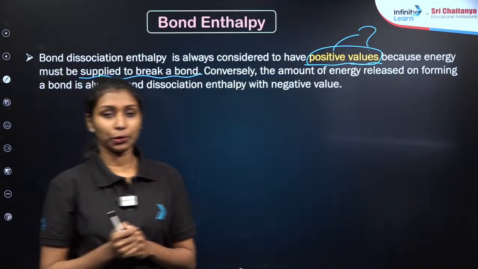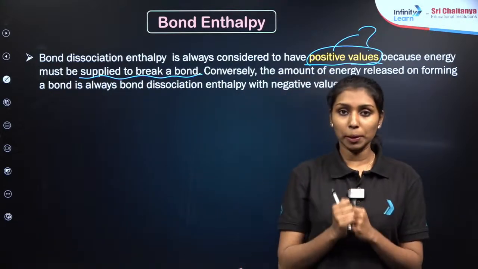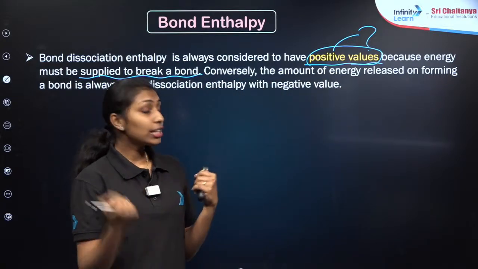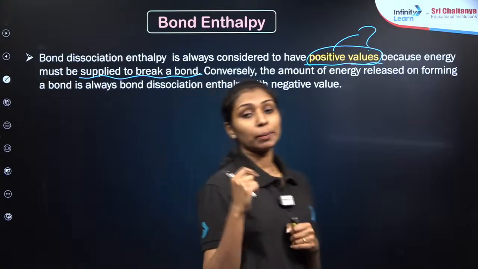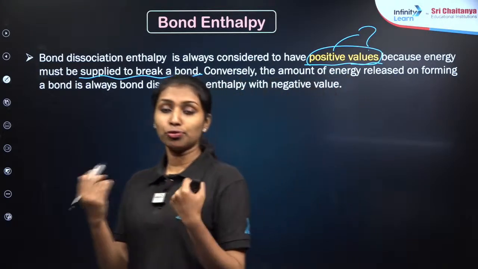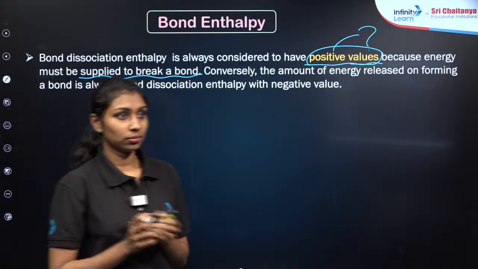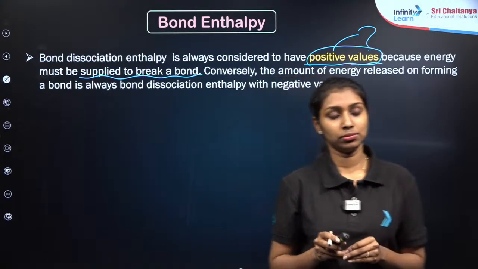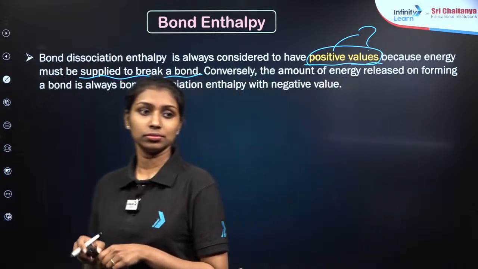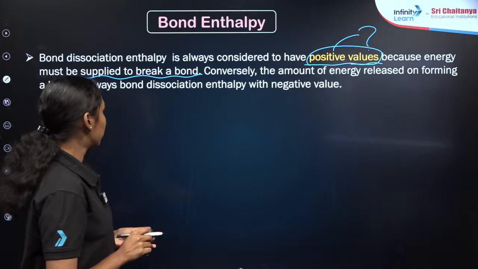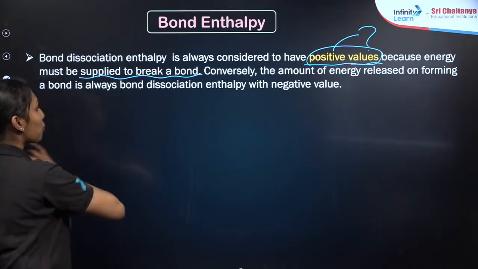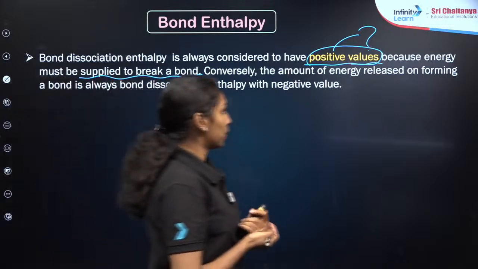Now I have a question for you. If I am giving 20 kilojoule per mole of energy to break an AB bond, what will be the energy released to form that AB molecule? Any idea? Or you can give me the answer by reading the slide. It is already written here.